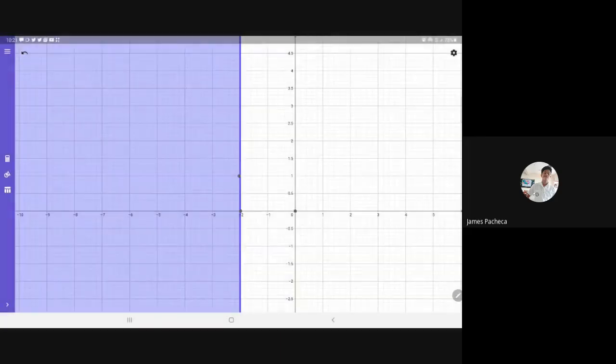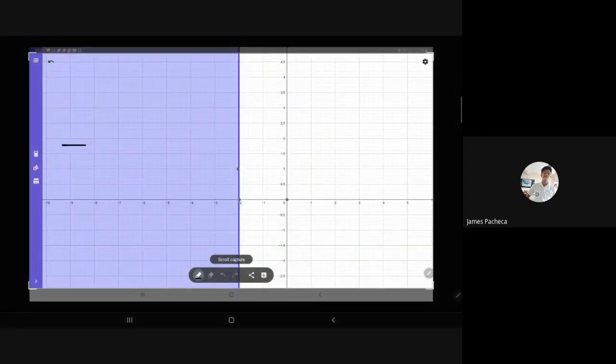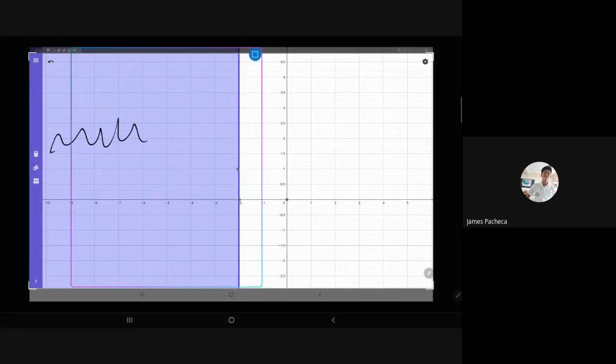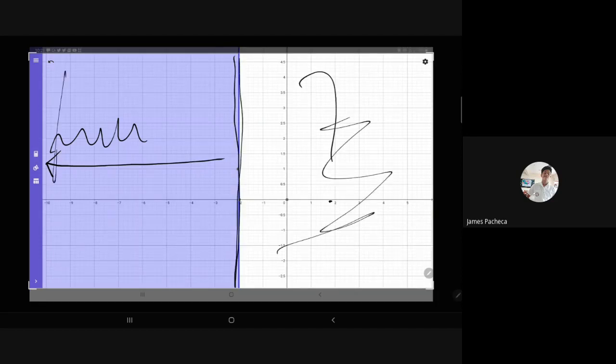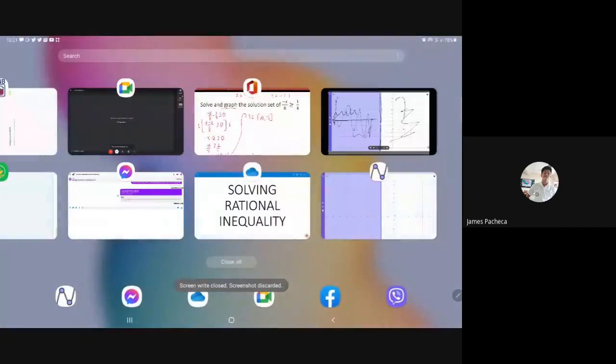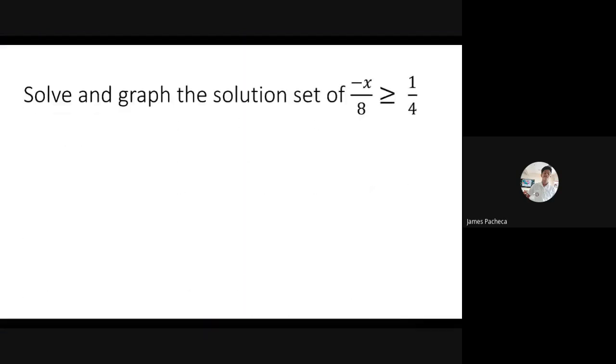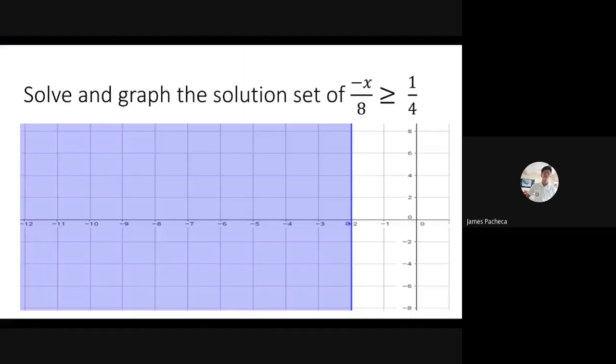Mula dito kay, itong part na to, ito yung negative infinity papunta doon. So mula lang dito kay negative 2, hindi ito kasama. Hindi ito solution set. Ito yung solution set, yung naka-shade sa graph. Okay? So, nilagay ko yan kanina. That's one. Yun yung magiging solution set.